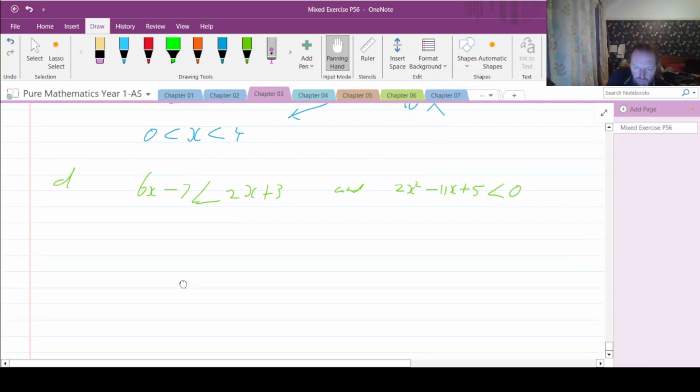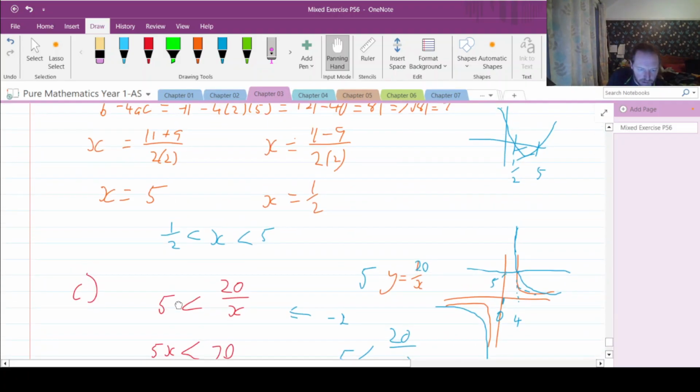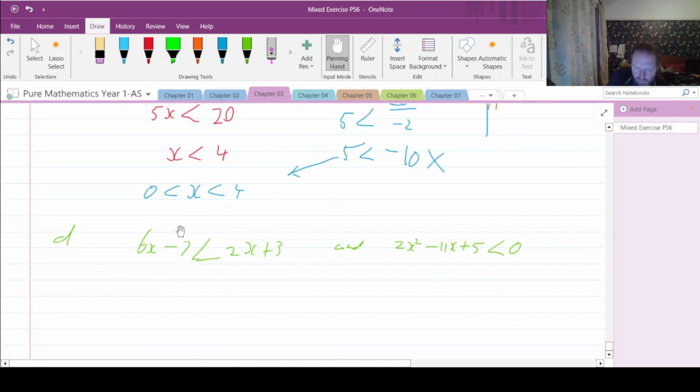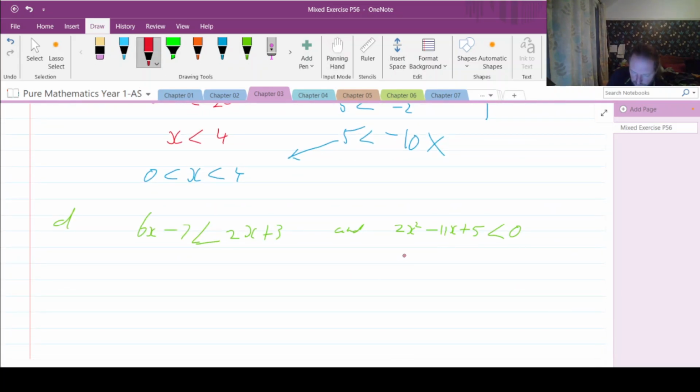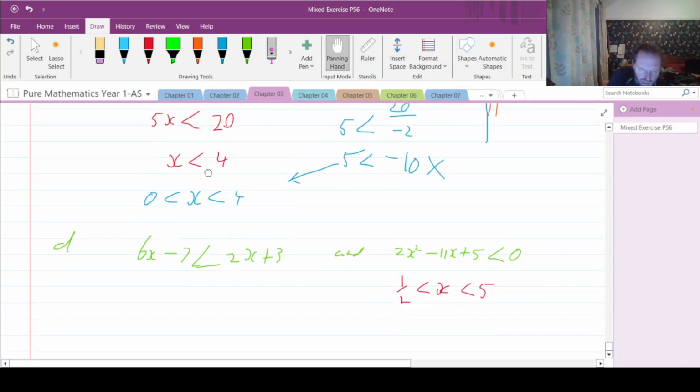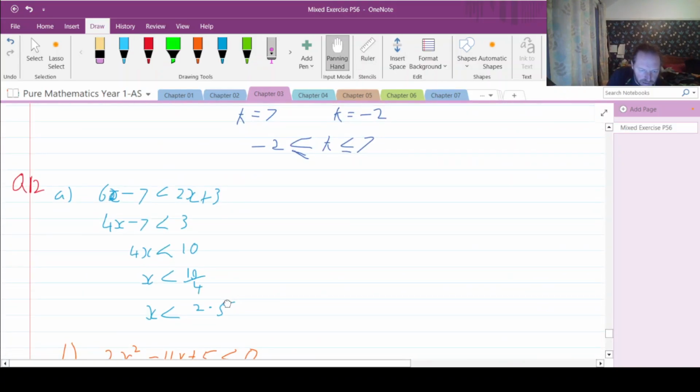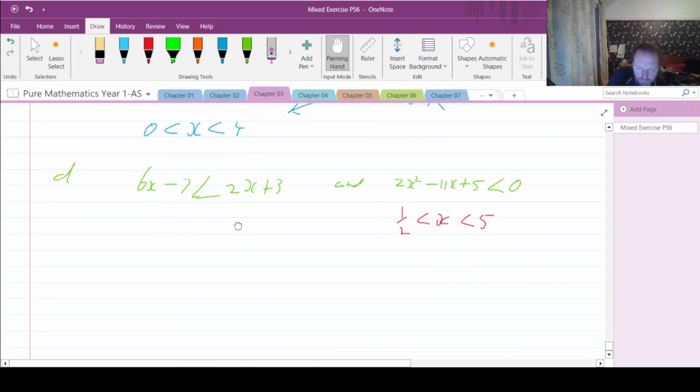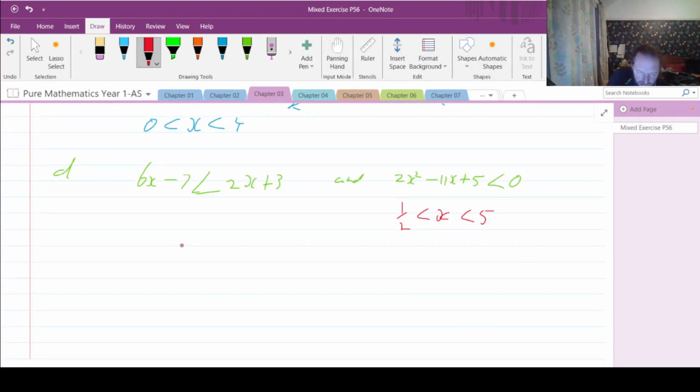Okay, so what were the two answers? A half and 5 on that one. So this one came down as a half is less than x is less than 5. And this one was 2.5, so x is less than 2.5. Okay, so where does this all equate to us?